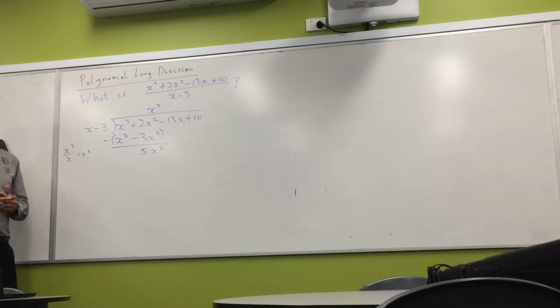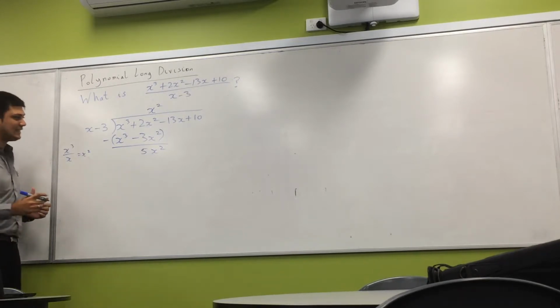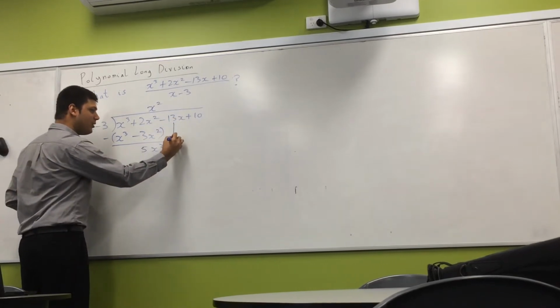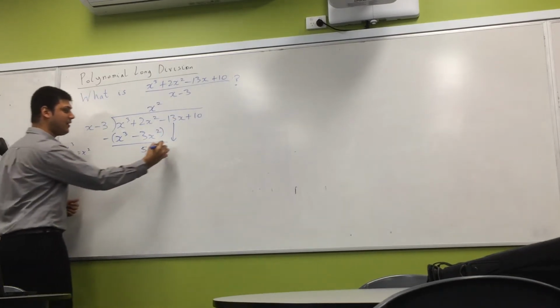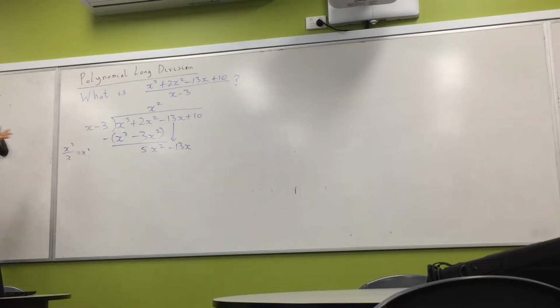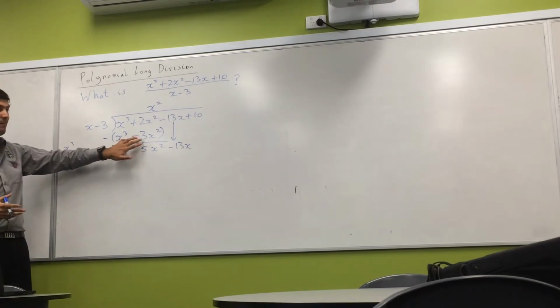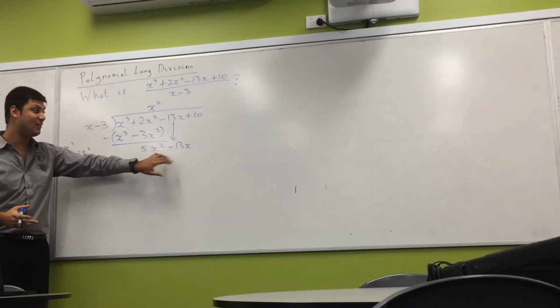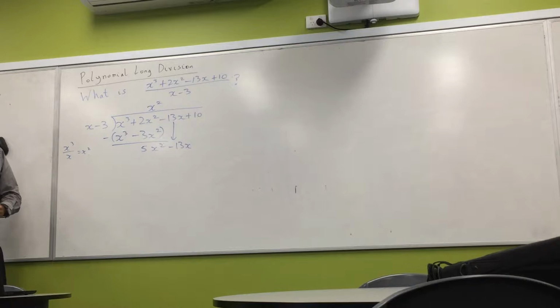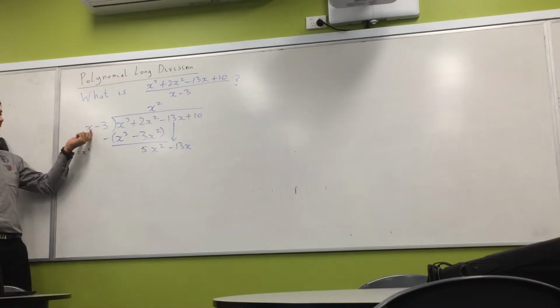So far so good, any questions at all? All good? Excellent. What I'm now going to do is bring down the negative 13x. We deal in pairs with this procedure, so everything happens in pairs. You can see a pair over here, you can see another pair over there as well. Once we've brought down the negative 13x, we literally restart the entire procedure, which is 5x squared divided by x.